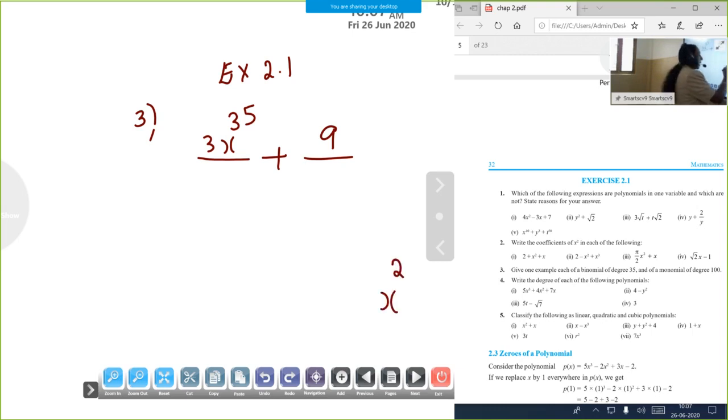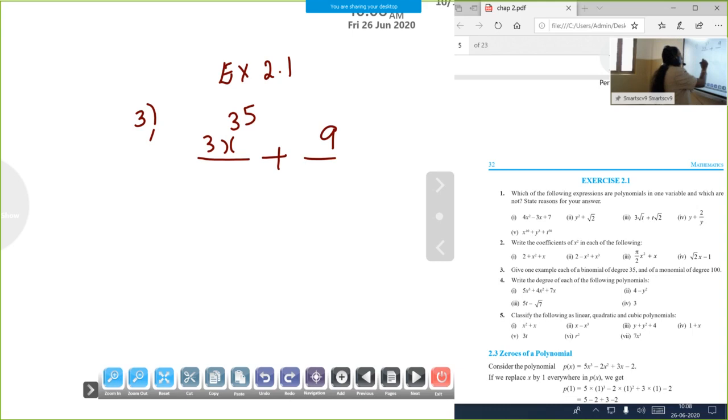The variable's power is known as degree. You know that in x cube, the degree is 3. X raised to 10, the degree is 10. So here, your question is, give one example of a binomial, two terms, of degree 35. Write the variable's power as 35.